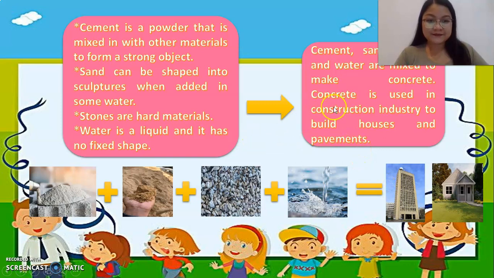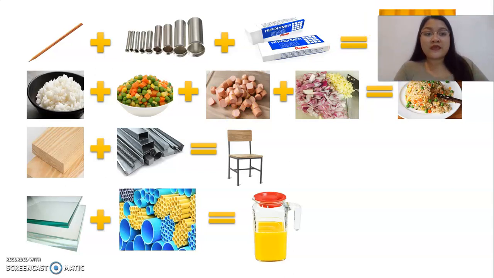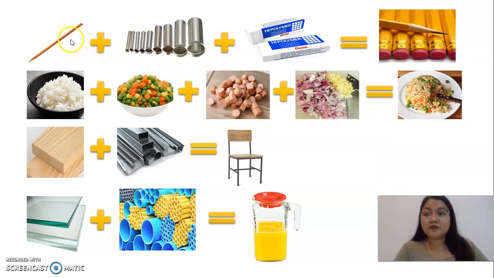Okay, so cement, sand, stones, and water are mixed to make concrete. So concrete is used in the construction industry to build houses and pavements. So what are the other examples? So we have here a wood, metal, and rubber eraser. So if we combine these three materials, we can make a pencil.